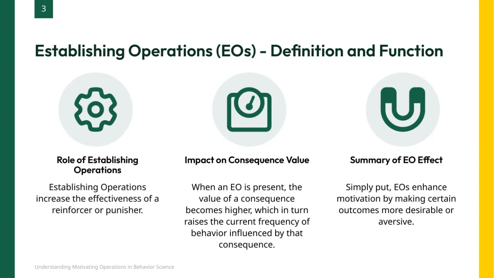Establishing operations, or EOs, play a crucial role in shaping behavior by increasing the effectiveness of reinforcers or punishers. Essentially, when an EO is present, it boosts the value of a consequence, making it more impactful. This heightened value, in turn, raises the likelihood that the behavior associated with that consequence will occur more frequently. In simpler terms, EOs work by enhancing motivation. They make certain outcomes either more appealing or more aversive, which directly influences how we act. Understanding this concept is key to effectively modifying behavior.